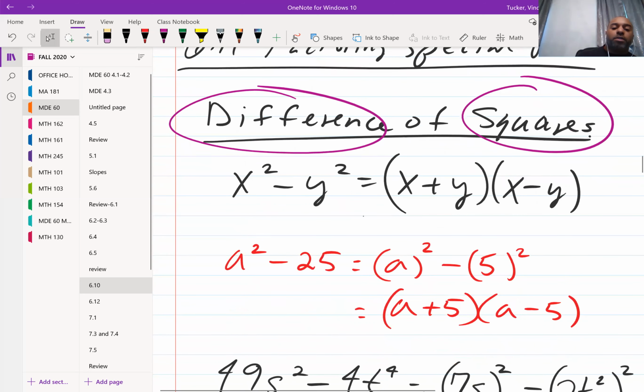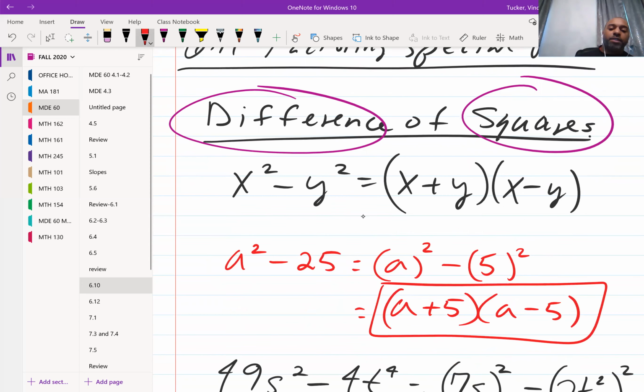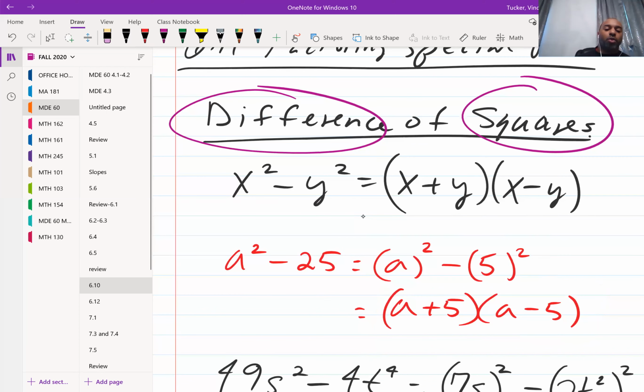So if I have a squared minus 25, a squared is a perfect square. That's a times a. 25 is a perfect square, which is 5 times 5. So I recognize that's a squared minus 5 squared. Then I break up the factorization into a plus 5 times a minus 5. So if you have the subtraction of perfect squares, then you are able to break it up this way.